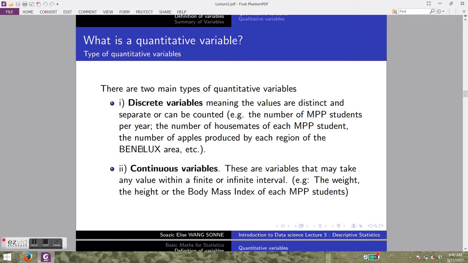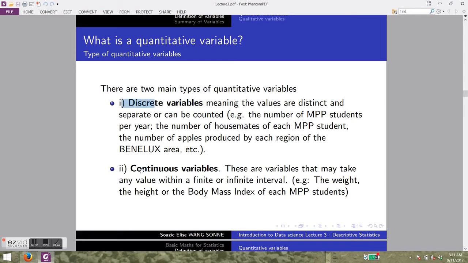And those numbers, as you can see, can be counted. You can count the number of apples, and the values are separate and distinct. You can count 1 apple, 2 apples, 3 apples, and so on and so forth. So these are the first main type of quantitative variable.